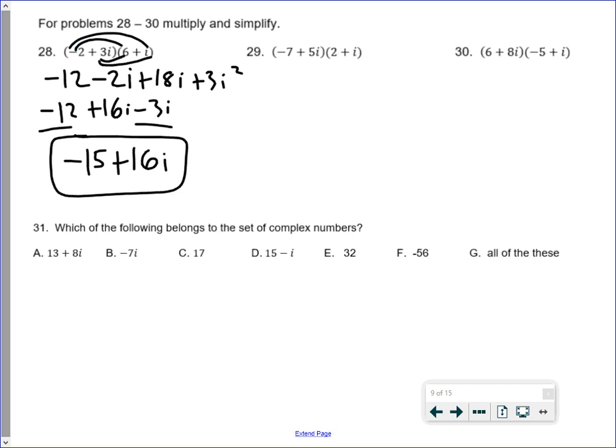Now for 31, which of the following belongs to the set of complex numbers? If you guys remember, complex numbers include all real numbers as well. That's because a number like 17 is the same thing as 17 plus 0i. This is the imaginary part, so it's technically still a complex number. So every real number is still a complex number. So in this case, all of these are complex numbers.